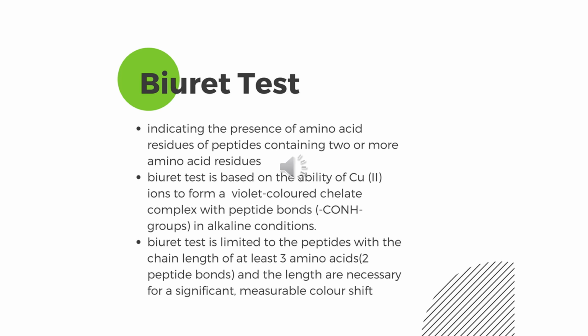Biuret test is based on the ability of copper-2 ions to form a violet-colored chelate complex with peptide bonds in alkaline conditions. However, Biuret test is limited to peptides with a chain length of at least 3 amino acids, and this length is necessary for a significant and measurable color shift.